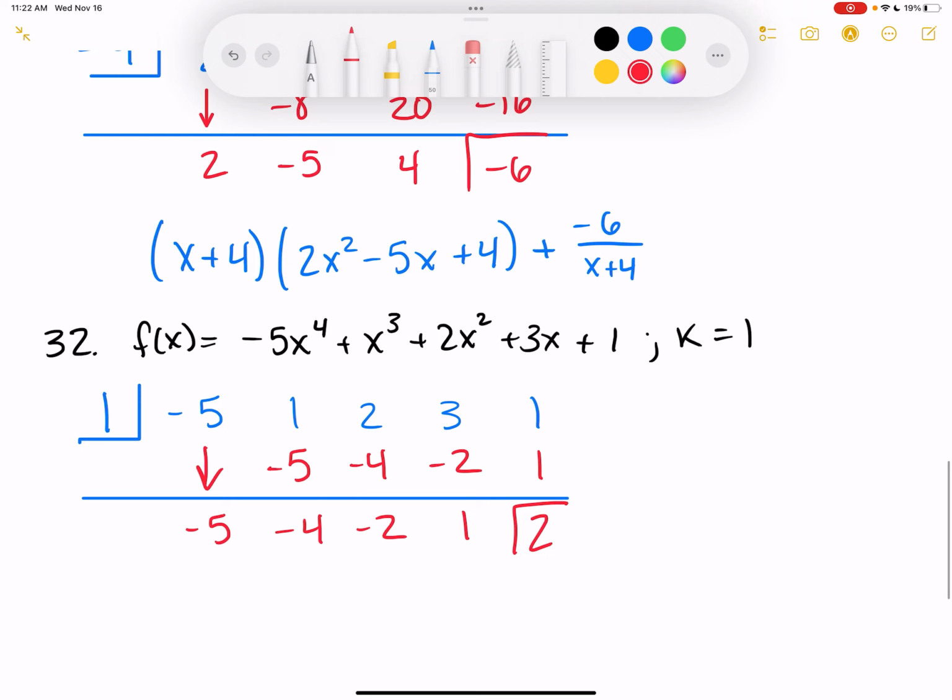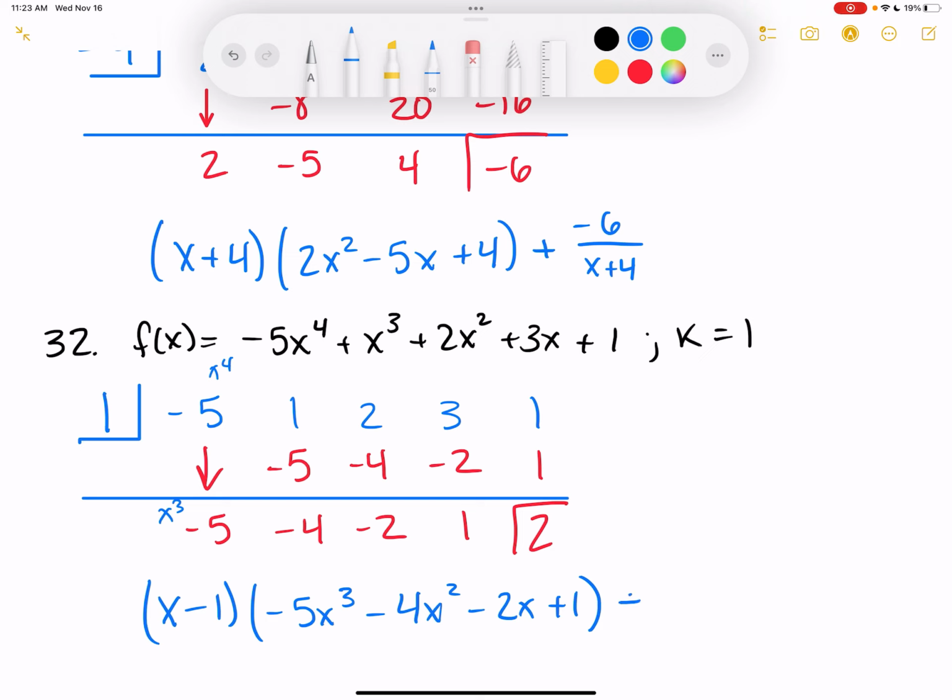So remember, when we write it, we have to change the sign of k when we plug it into the x minus k form. So we would have x minus 1 times, this was an x to the 4th term, so it's now an x cubed term. So minus 5x cubed minus 4x squared minus 2x plus 1, and then plus 2 over x minus 1.